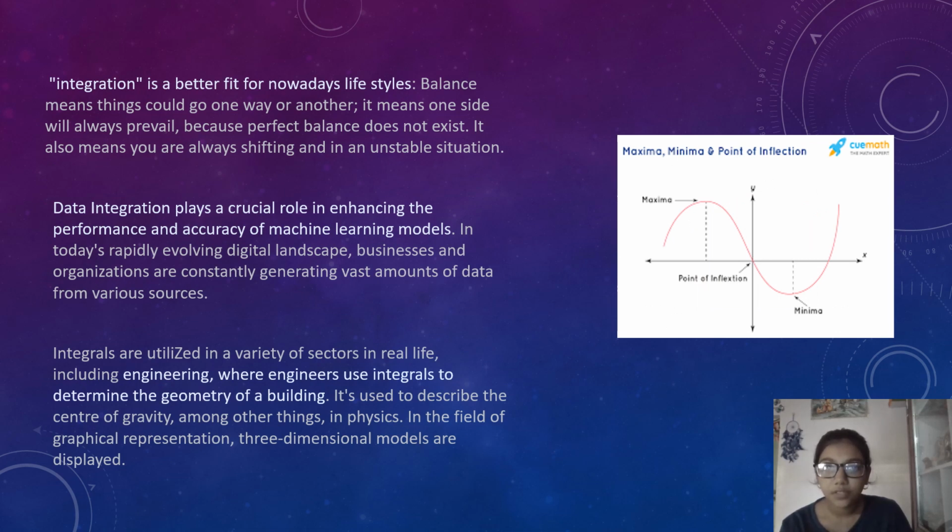Integration is a better fit for nowadays lifestyles. Balance means things could go one way or another. It means one side will always prevail because perfect balance does not exist. It also means you are always shifting in an unstable situation. Data integration plays a crucial role in enhancing the performance and accuracy of machine learning models. In today's rapidly evolving digital landscape, businesses and organizations are constantly generating vast amounts of data from various sources.